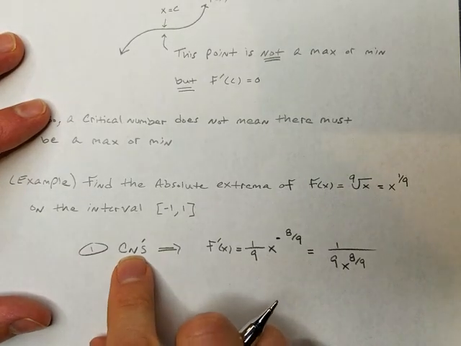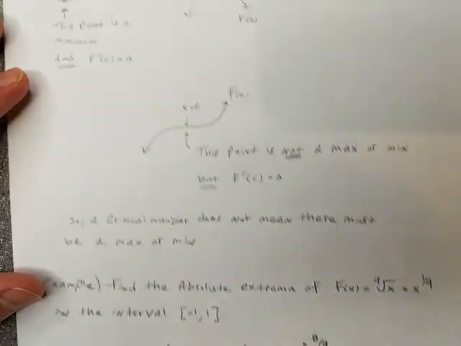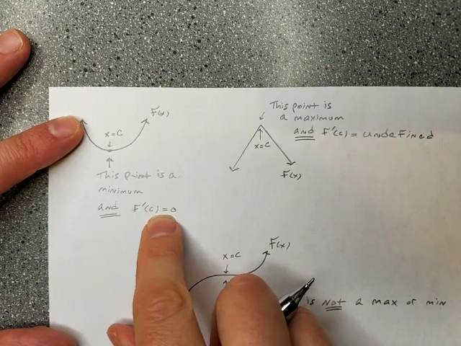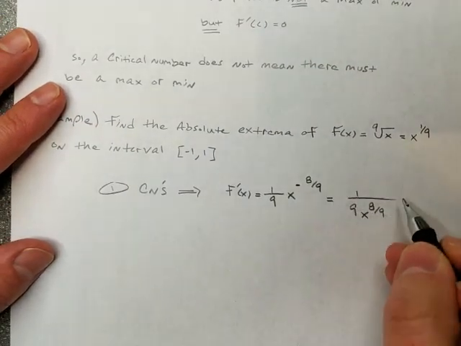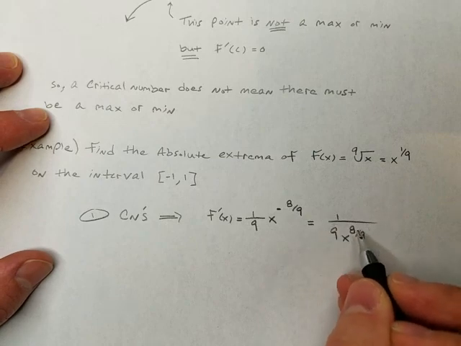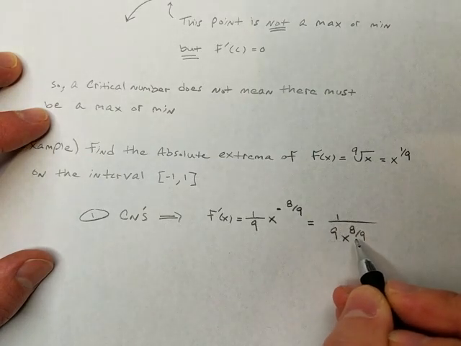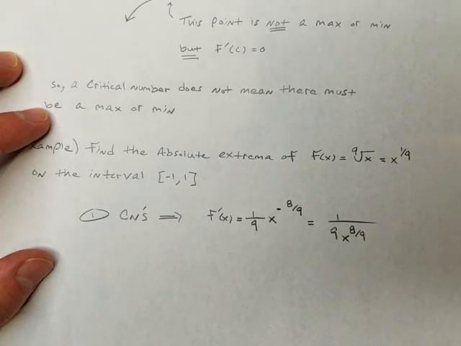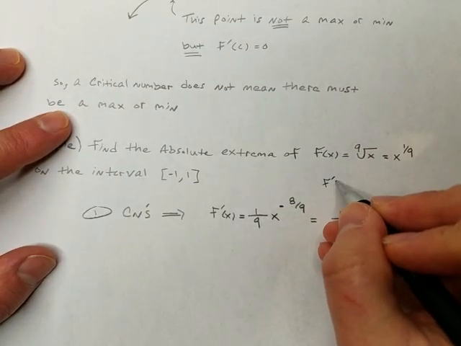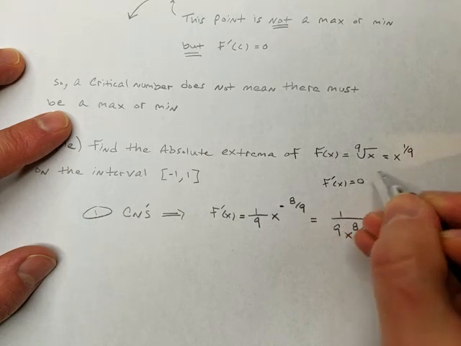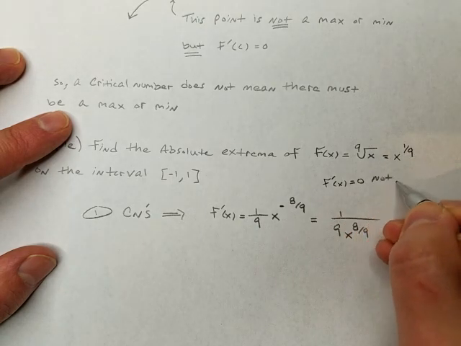A critical number is a point on the curve where the derivative is either 0 or undefined. This will never be 0. 1 divided by some other number is never going to be 0. So as far as this goes, f'(x) being 0 is not possible.